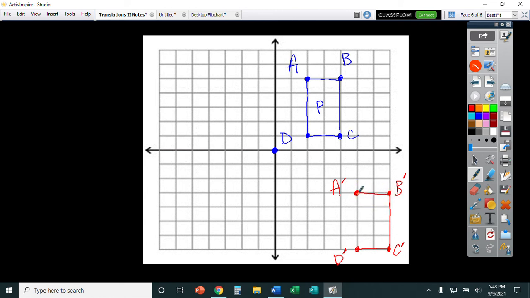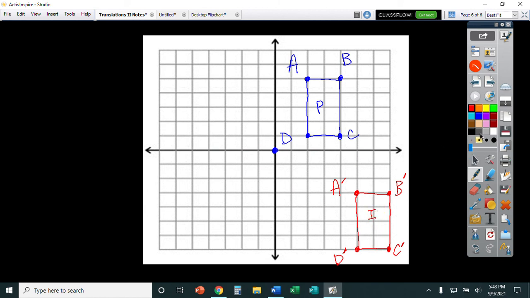Now, when it's a triangle or a rectangle or something, you can always count to see that it's the same size. So A to B is 2 units. 1, 2. So is this. This is 4 units. 1, 2, 3, 4. So is this. Okay. It stays the same. So this is the image.